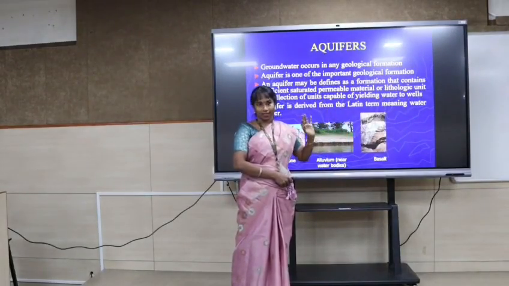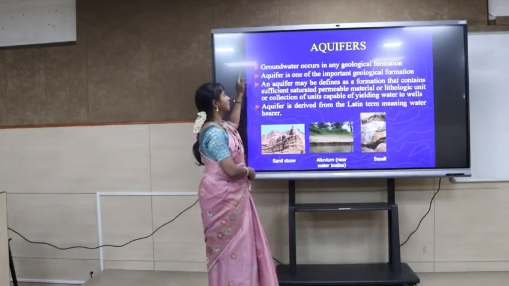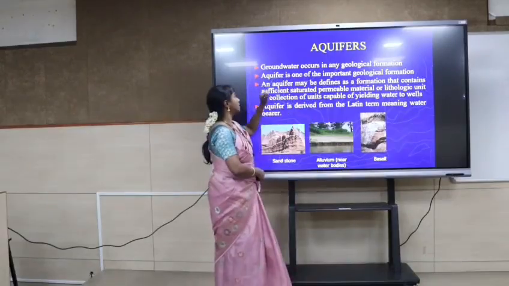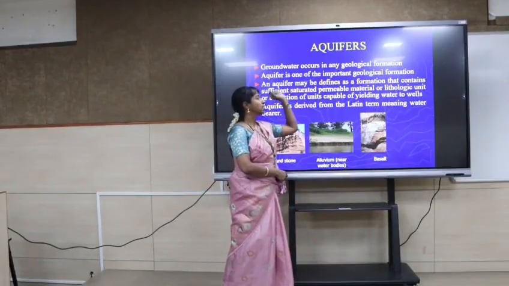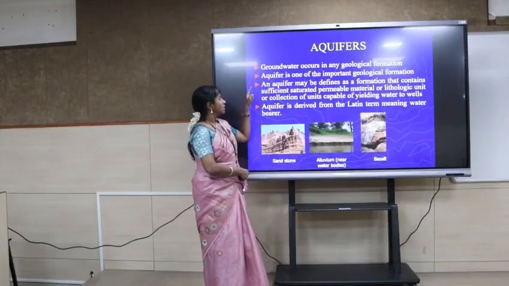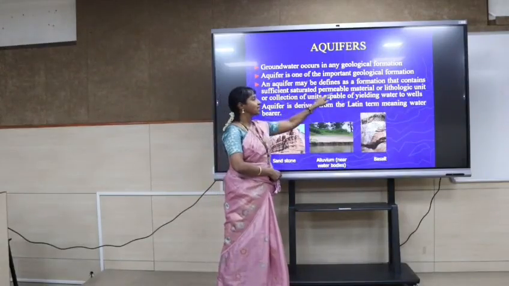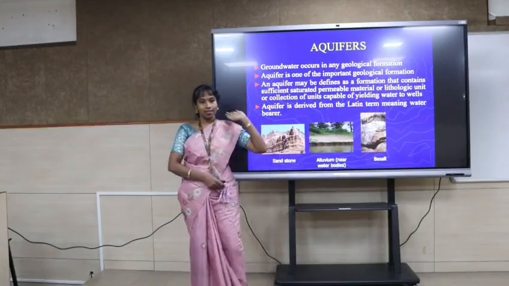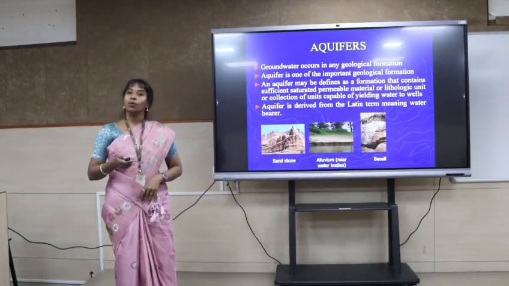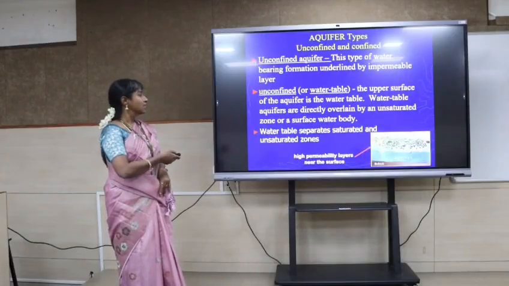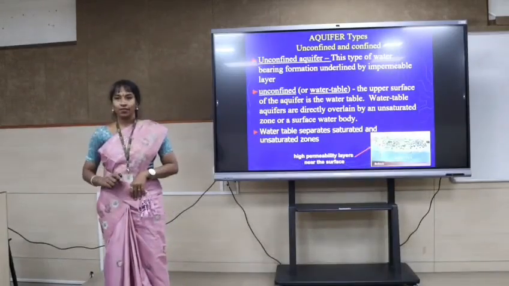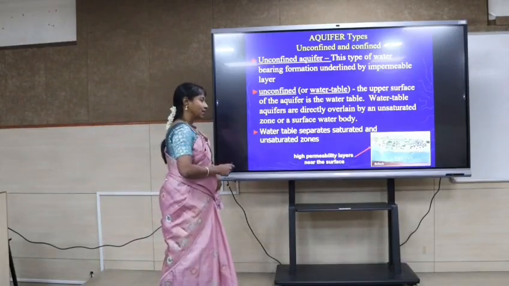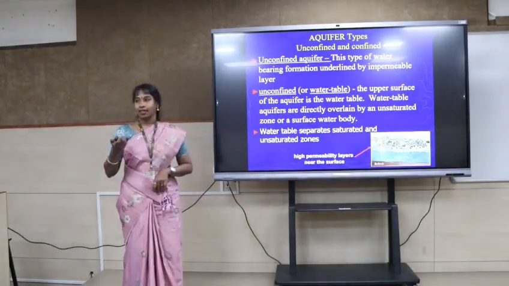Now we know what an aquifer is. So that is what is given here. Groundwater occurs in any geological formation. Aquifer is one of the important geological formations. So it contains sufficient saturated permeable material. These are the examples. Okay. So that is aquifer. Now in this you have two types of aquifers. One is unconfined, the other one is confined.